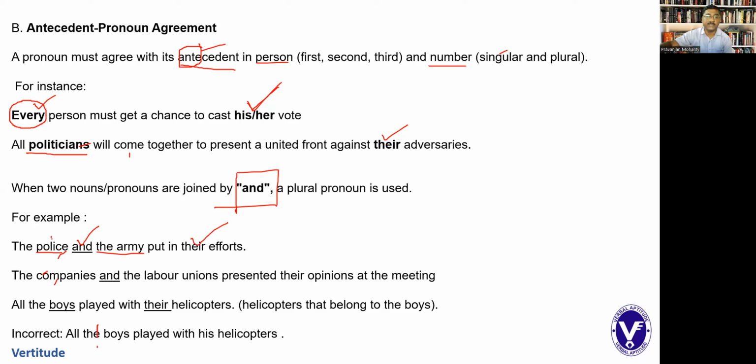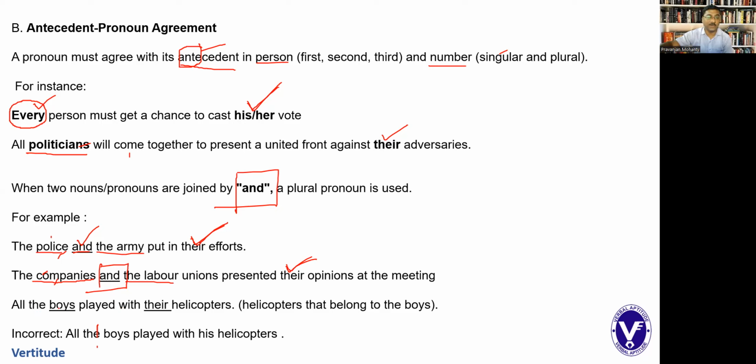The police is one singular, the army is another singular, connected by and, so the pronoun that is used is plural. The companies and the labor presented their opinion, because it is connected by and, so the pronoun we have used is plural. All the boys played with their helicopters. We will talk about the verb later; here we are talking about the pronouns.